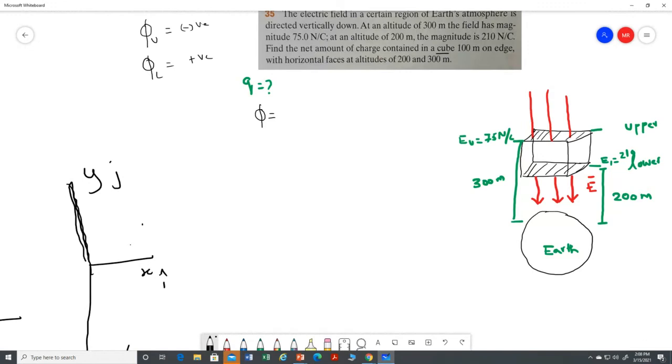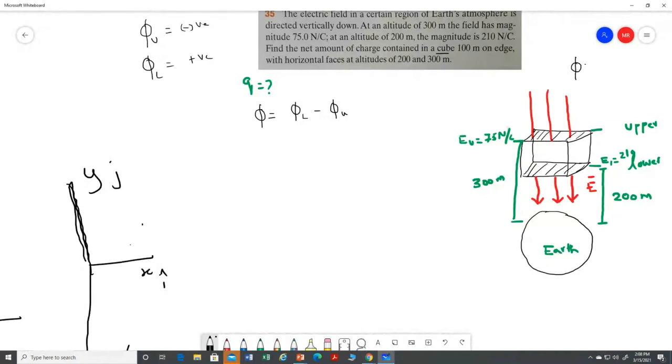Okay, so we have to find the resultant flux. What is the resultant flux? Greater value minus smaller value. Here our greater value is the lower layer. So what I am going to do is flux in the lower layer minus flux in the upper layer. Clear?